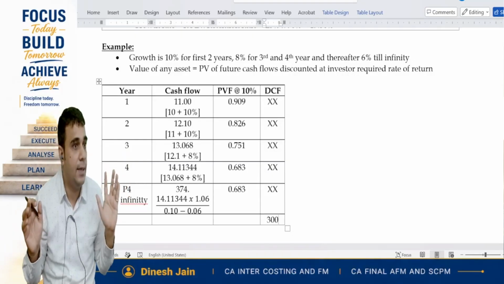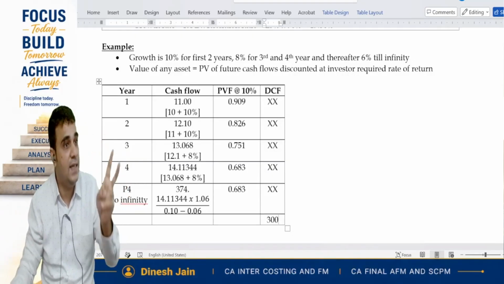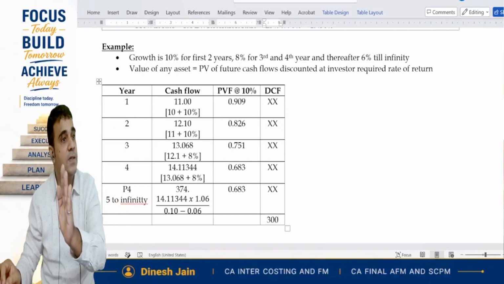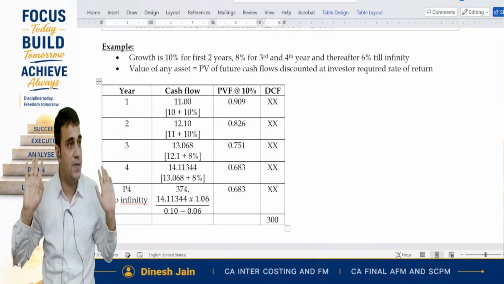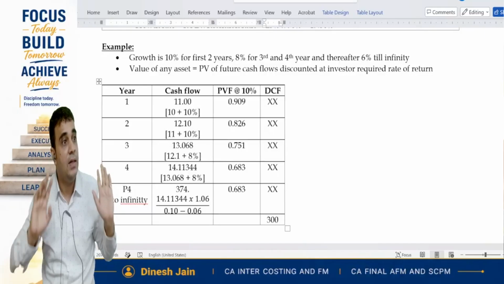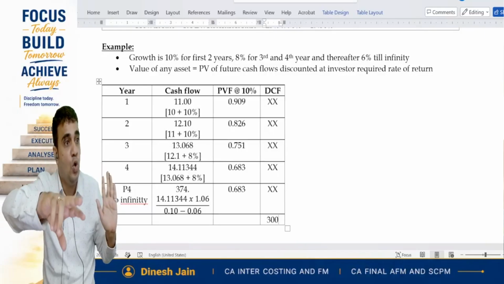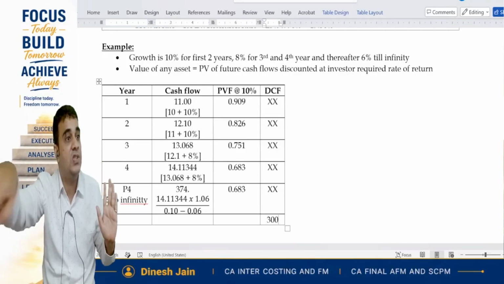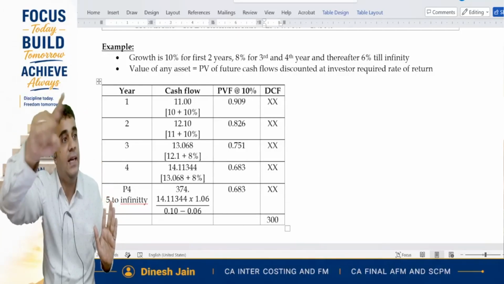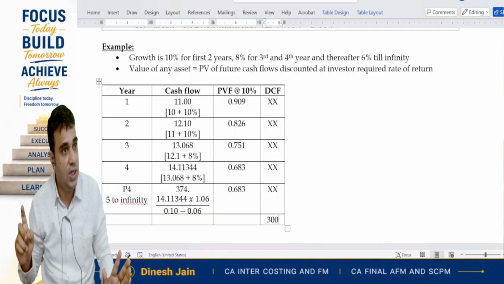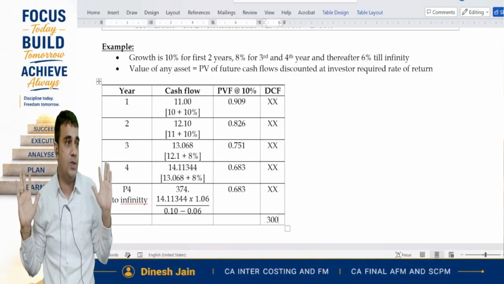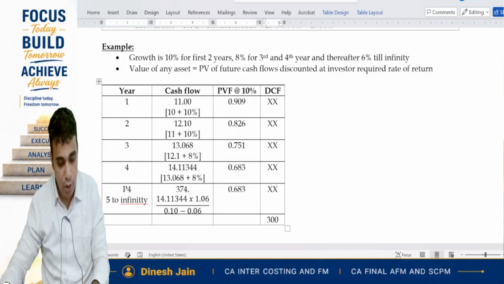Depends when the stability happens. Some question will say first year 10%, second year 8%, third year onward 6%. First, second alone sufficient. Third year, what will you do? D2 into 1 plus g divided by Ke minus g is P2. P2 is equal to what? D3 divided by Ke minus g. Till you give me a single growth rate, that formula can't be used.